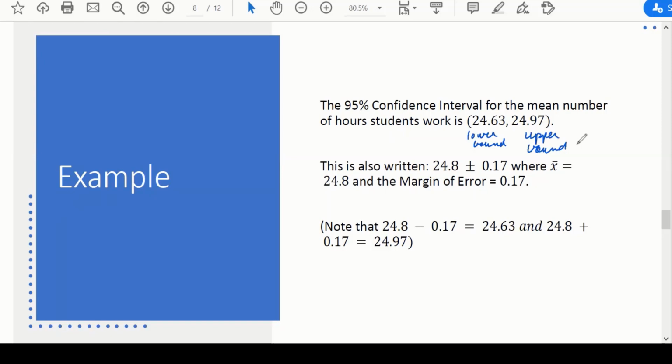Okay. So that's one way to write the confidence interval. The other way, in the second example, is to do the mean plus or minus the margin of error, where x bar is our sample mean, and our margin of error is 0.017. So writing that like I did on the other slide, here's our x bar in the middle. That's our 24.8. We add our margin of error, which is 0.017, and we get 24.97, our upper bound.